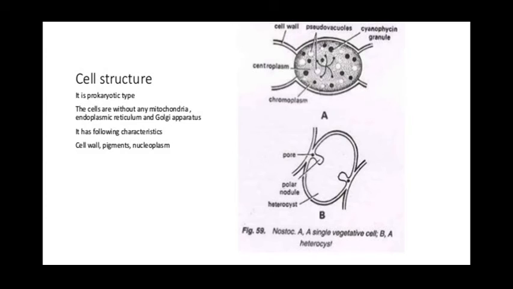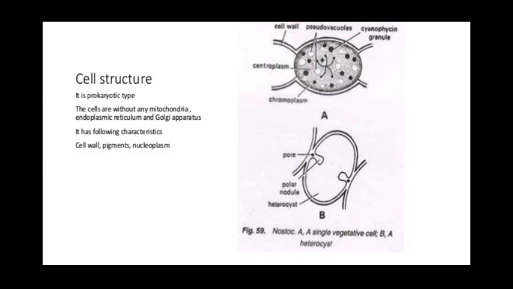Now I'll talk about the cell structure. Nostoc is a cyanophyceae member or a cyanobacteria which is prokaryotic in nature. It makes its own food, so mode of nutrition is autotrophic. So it is a prokaryotic type. The cells are without mitochondria, endoplasmic reticulum and Golgi apparatus.